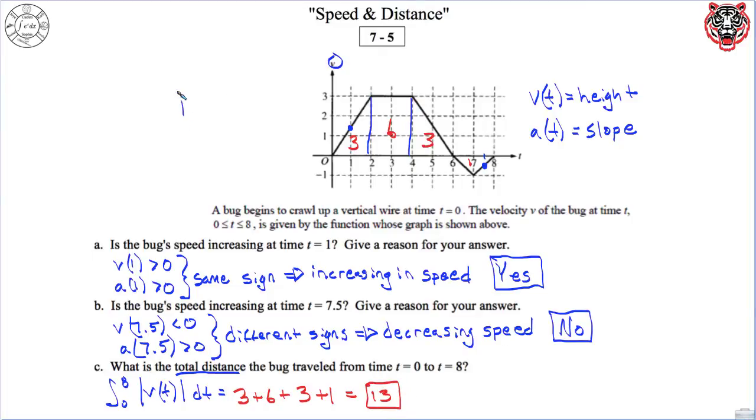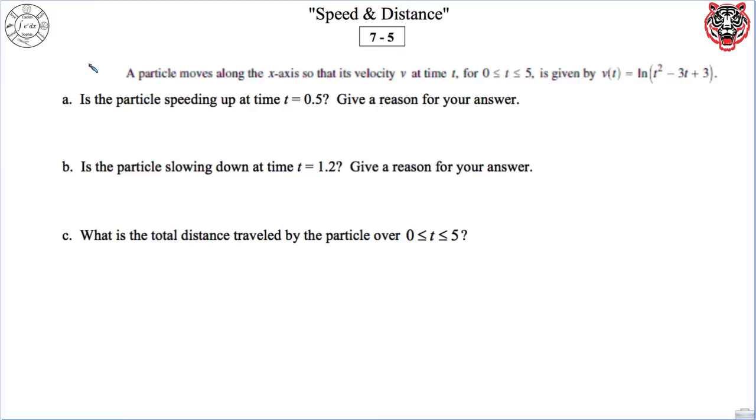And that was problem number 1. Let's go to problem number 2. So for problem number 2, you're going to have to use a calculator, and we have this function, and it's asking, is it speeding up? So again, we have to compare velocity and acceleration.